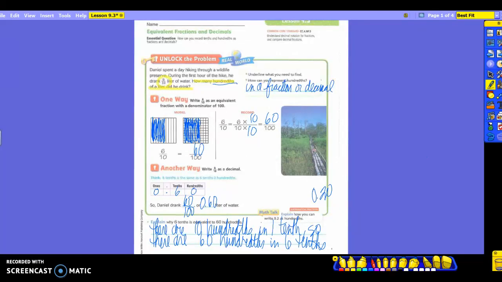Is that the only way? No. What else can I do? Kinsey? 20 over 100 can also give you that. So that would be the answer to the math talk. Are you kind of figuring out what's going on here with tenths and hundredths? All right, flip the page.